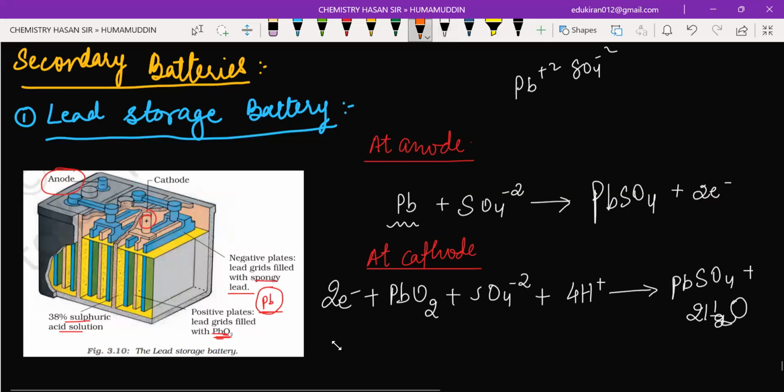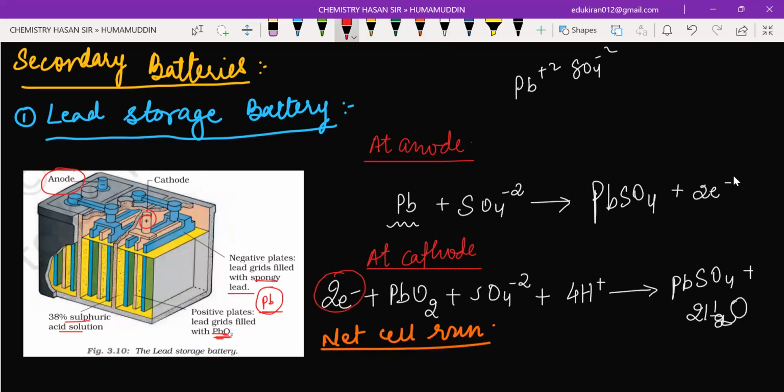Now net cell reaction. I'm not gonna write two reactions for the net cell reaction. I'm gonna directly show you how you are going to write it. Can you see 2 electrons here and 2 electrons here? This will be cancelled. Yes or no? Yes. Now you can see on the left hand side Pb, and there is no Pb on the right hand side. So Pb will be as it is. Now PbO2 is also alone on the left hand side, so it will be PbO2, right? And here you can see SO4 minus 2, SO4 minus 2. It will combine to form 2SO4 minus 2. Yes or no? Yes, sir.